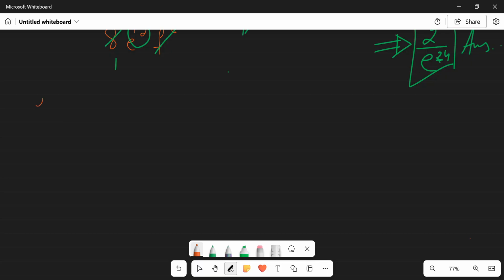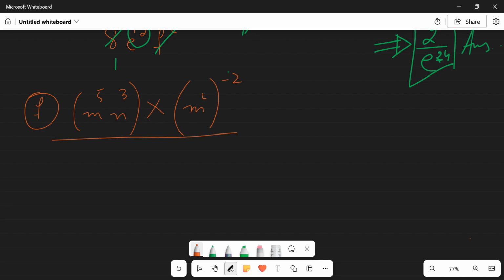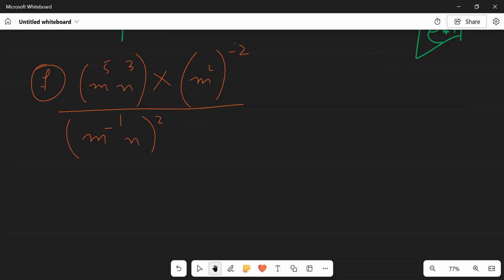Okay. F part is m to the power 5 n to the power 3 times m to the power minus 2 over m to the power minus 1 and n square. Okay. Now this one, students, what we need to do here, just check the question. Here, parenthesis, open the bracket. First of all, just open the bracket, okay?